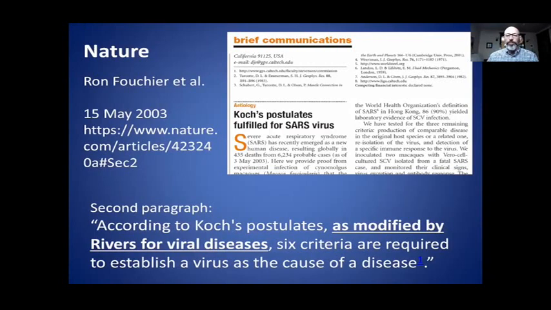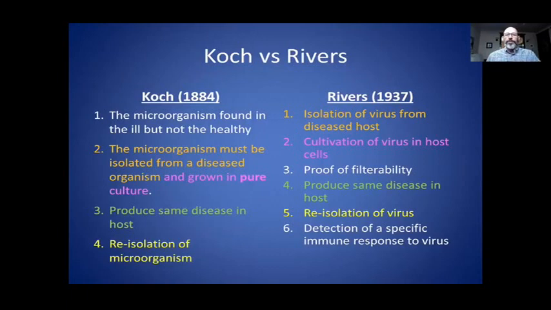And I'm going to tell you what those 6 criteria are. And I'm going to compare and contrast that to Koch's postulates. So you'll see that the color coding tells you which matches up with which, so you can see that there is quite a bit of overlap. So the one that Rivers did not require was that the microorganism is found in ill but not healthy people. So that seemingly was too difficult to prove for Rivers, but I feel that this is a major shortcoming.